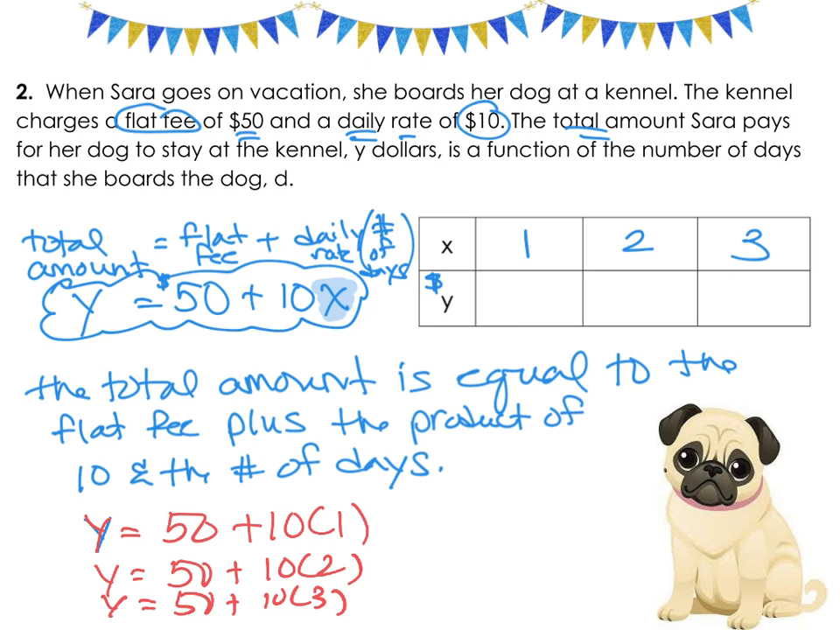So here we have 50 plus 10 times 1. 10 times 1 is 10. 10 plus 50 is 60. And then we have 10 times 2 is 20. 20 plus 50 is 70. And 10 times 3 is 30. 30 plus 50 is 80. So each day you're going to add 10. Okay, so there you go.